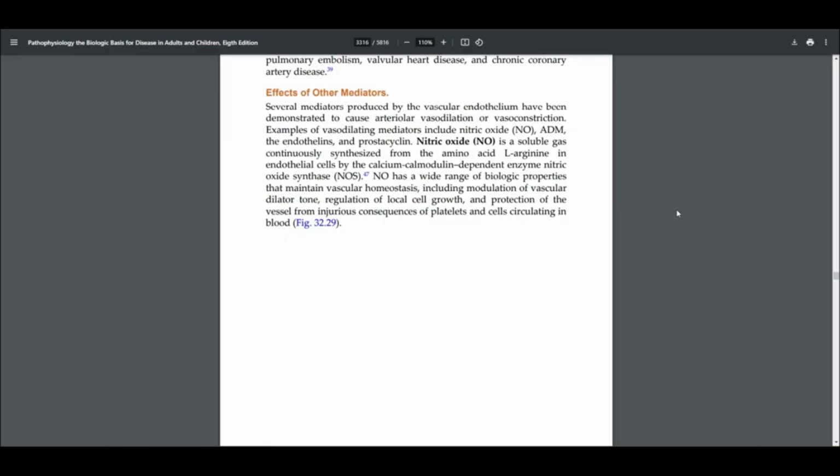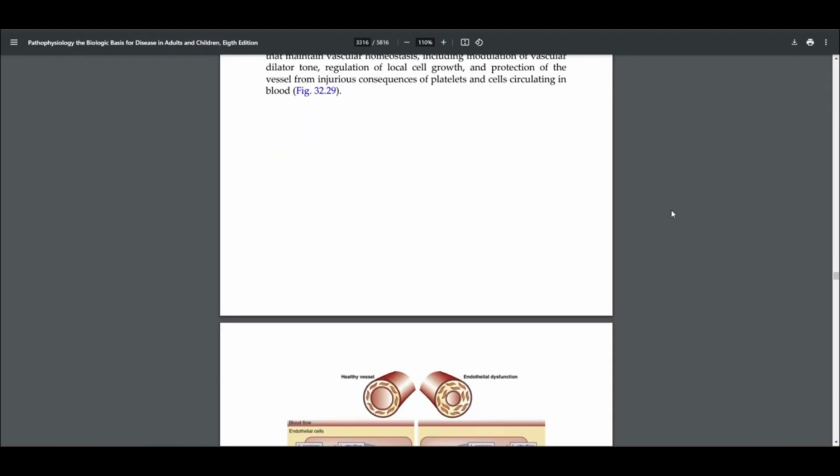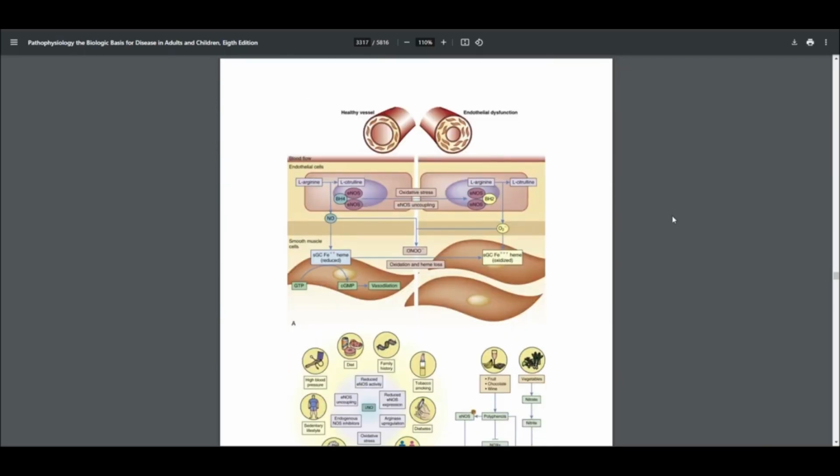Nitric oxide is a soluble gas continuously synthesized from the amino acid L-arginine in endothelial cells by the calcium calmodulin-dependent enzyme nitric oxide synthase. Nitric oxide has a wide variety of biologic properties that maintain vascular homeostasis, including modulating vascular dilator tone, regulation of local cell growth, and protection of the vessels from injurious consequences of platelets and cells circulating in the blood.